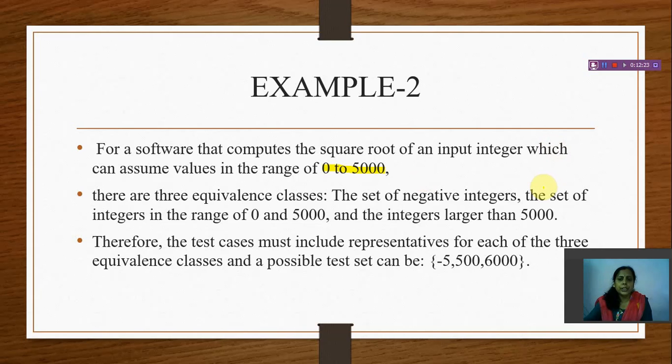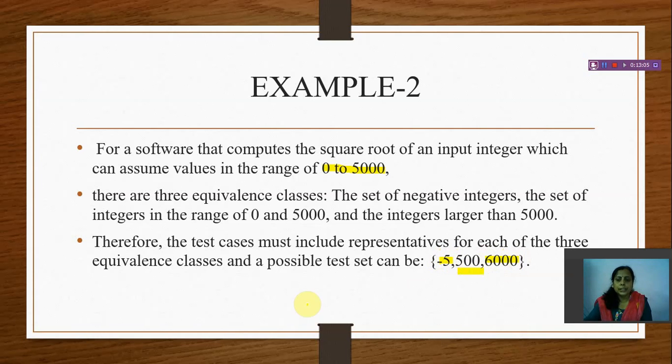So the set of negative integers means -1, -2, these things are less than 0, and the integers between 0 and 5000 are valid, and greater than 5000 is also invalid. Therefore the test cases must include two invalid and one valid: -5 is invalid, 6000 is invalid and 500 is valid.